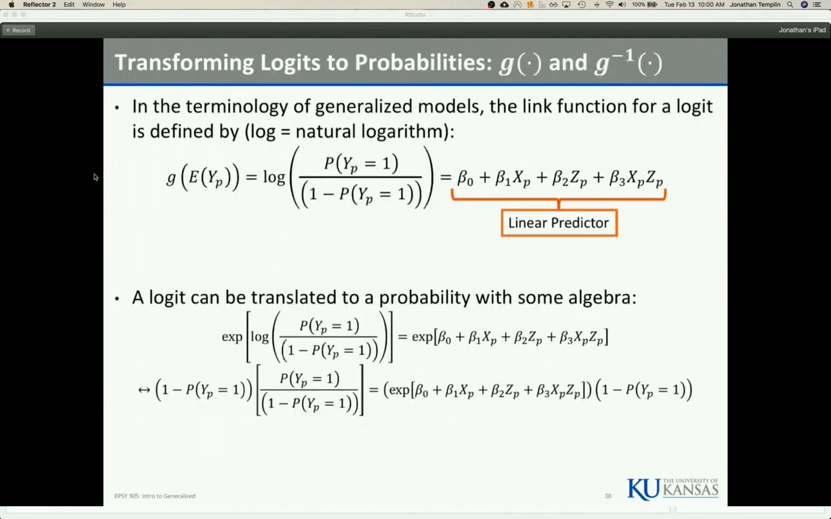So what happens in the analysis algorithm? What we're going to do is transform logits to probabilities using our link function and our inverse link function. In the terminology of generalized linear models, the link function is given by the natural log. Normally we just say log for it. It's just log base e, where e is Euler's constant, about 2.7. So our function of the mean is this logit, the log of the probability of an event occurring over 1 minus the probability of that event occurring.